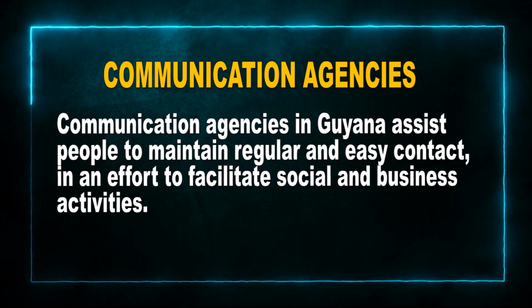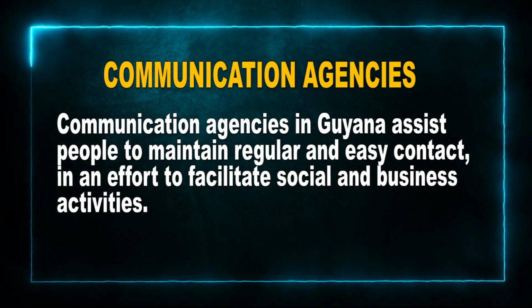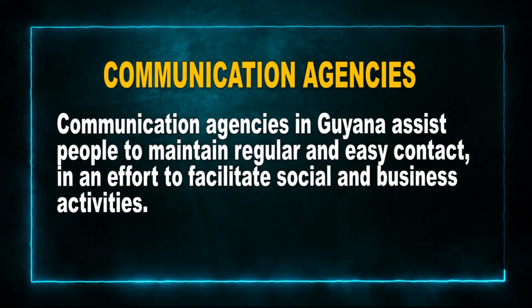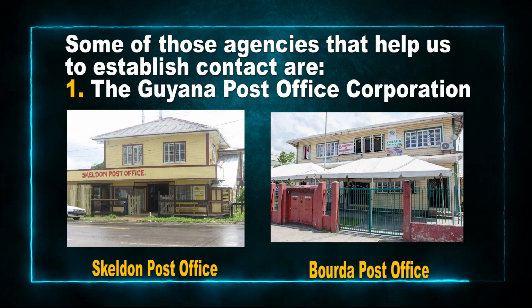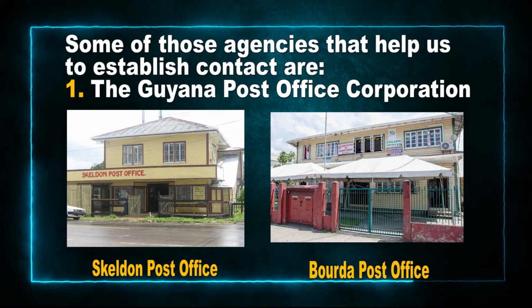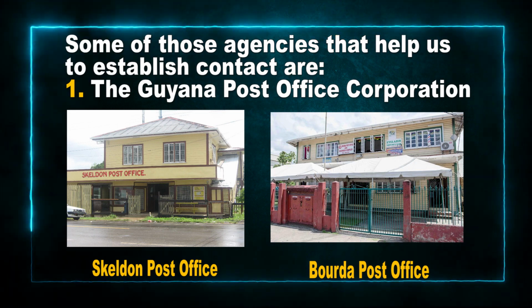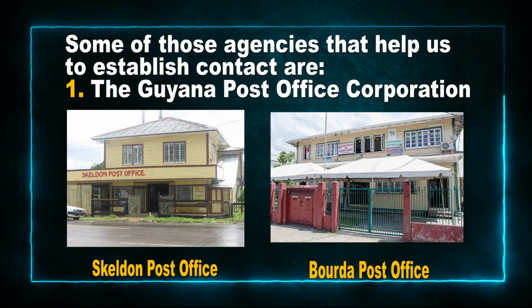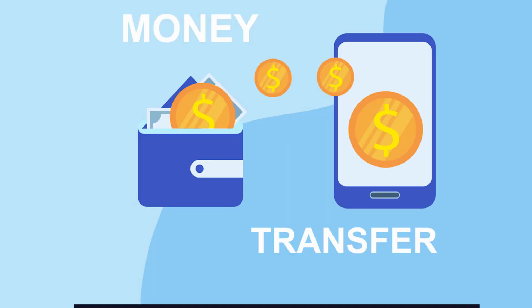Communication agencies in Guyana assist people to maintain regular and easy contact in an effort to facilitate social and business activities. So some of those agencies that help us to establish contact are the Guyana Post Office Corporation. We have an example of the Skeldon Post Office in the picture and also the post office that is located at Border in Georgetown. The Guyana Post Office Corporation deals mainly with letters, parcels, postal and money orders, and the sale of various types of forms.